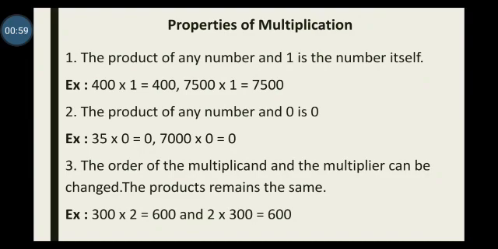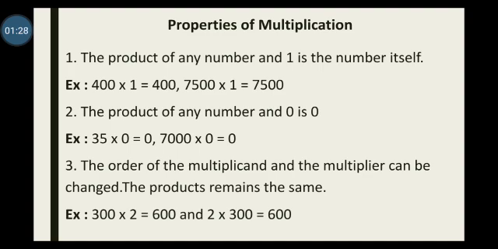For example, I multiply 25 by 1, I will get 25. If I multiply 700 by 1, I will get 700. In the slide, I have taken the example as 400 multiplied by 1, I will get 400. If I multiply 7500 by 1, I will get 7500. So do remember this property for the fill in the blanks, MCQs and true false.